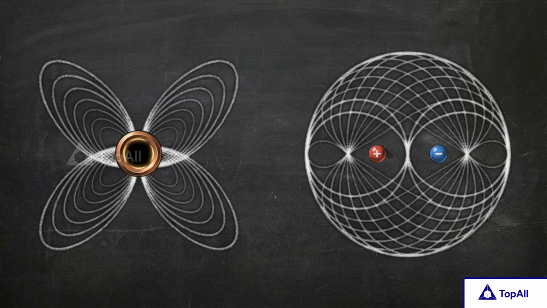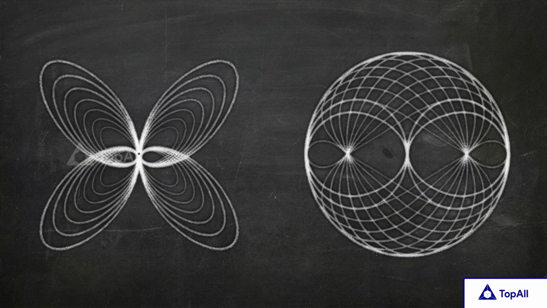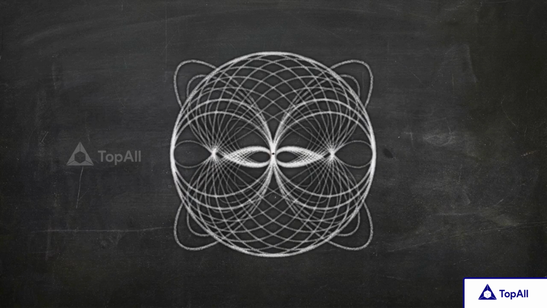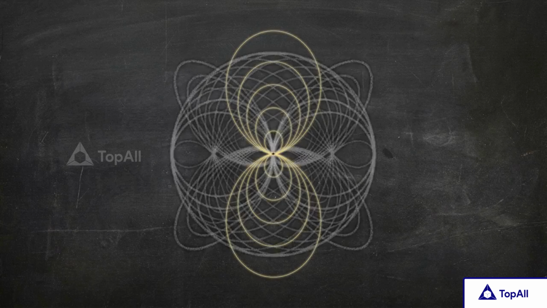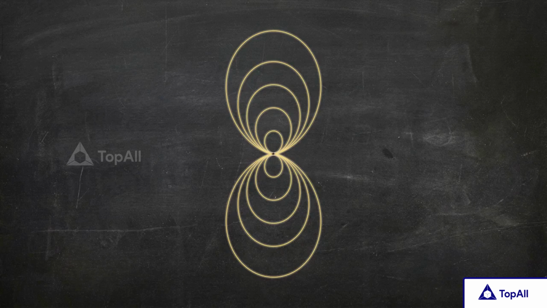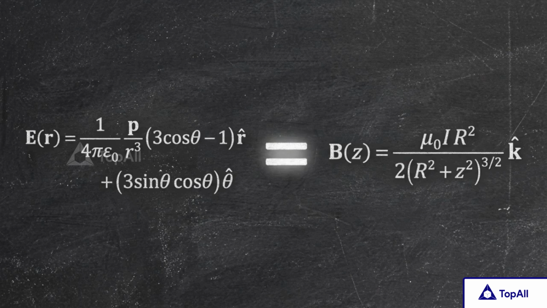But as we move further away from the source, the magnetic field of the loop and the electric field of the dipole become structurally identical. At a distance, the geometries overlap perfectly. This visual coincidence suggests a mathematical symmetry between electricity and magnetism that we can verify through the underlying equations.